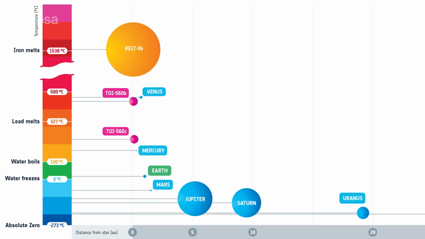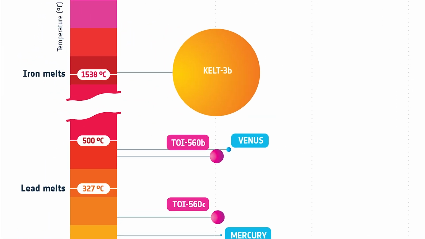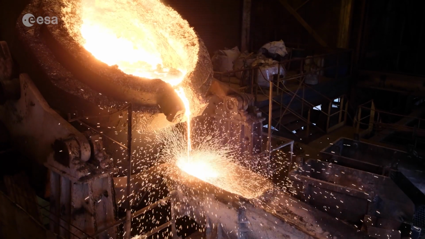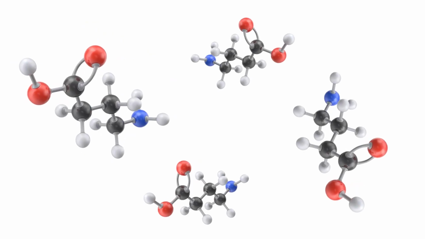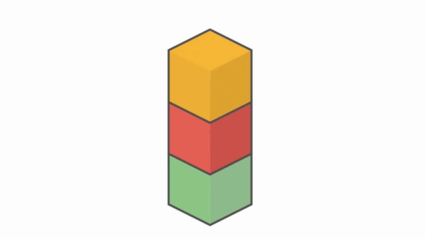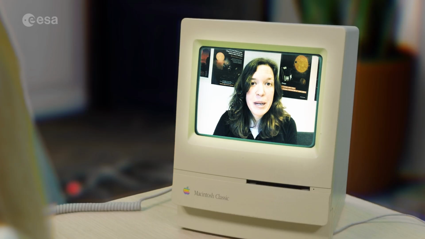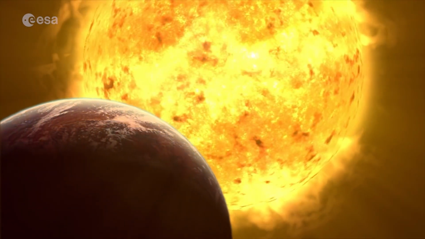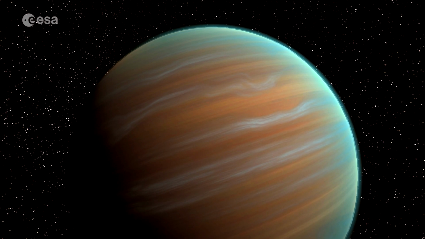Kel 3b is unlikely to host life because it's much too close to its host star. Its surface temperature is very high, above the melting point of iron. Most amino acids, the building blocks of life, wouldn't survive such extreme temperatures. The planet is also bombarded by high levels of radiation because of how close it is to the star. This radiation would make it very difficult for life to survive.